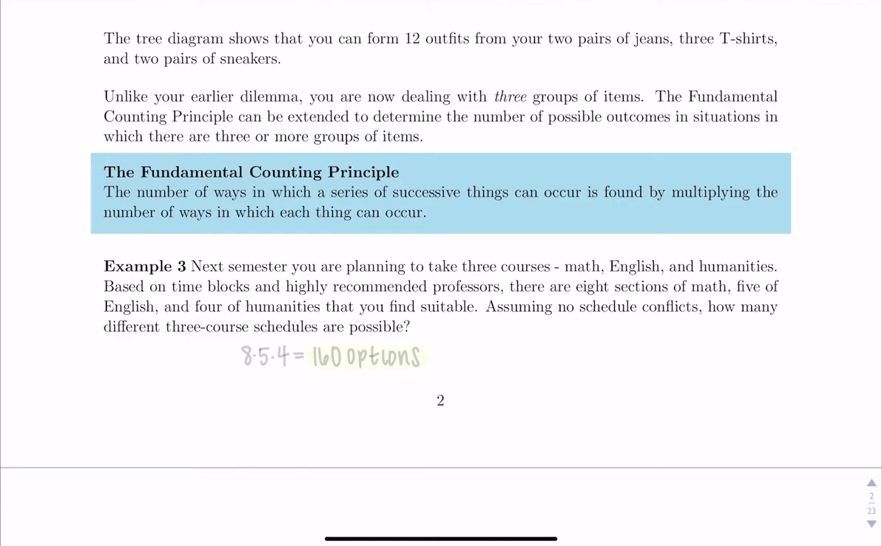Next semester, you are planning to take 3 courses, Math, English, and Humanities. Based on time blocks and highly recommended professors, there are 8 sections of Math, 5 of English, and 4 of Humanities that you find suitable. Assuming there are no schedule conflicts, how many different 3-course schedules are possible? So again, we can only have 1 of each, and so we just multiply the options together. So we've got 8 times 5 times 4, and that gives me 160 options of 3-course schedules.